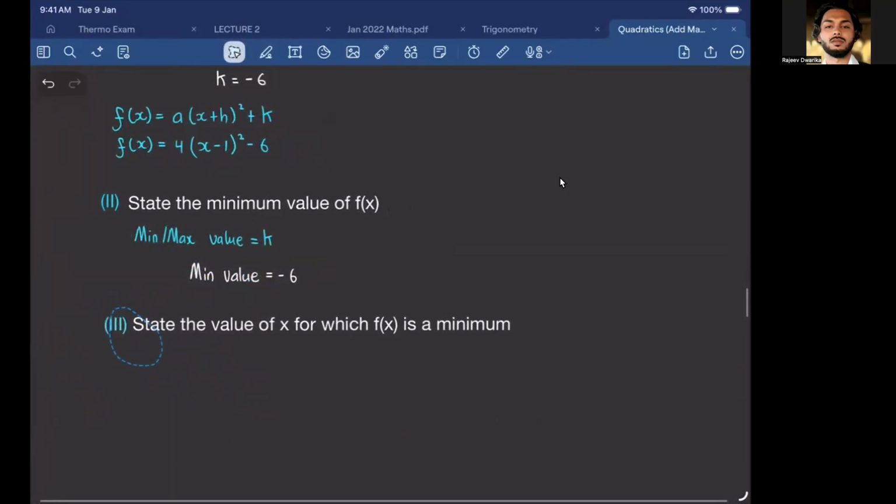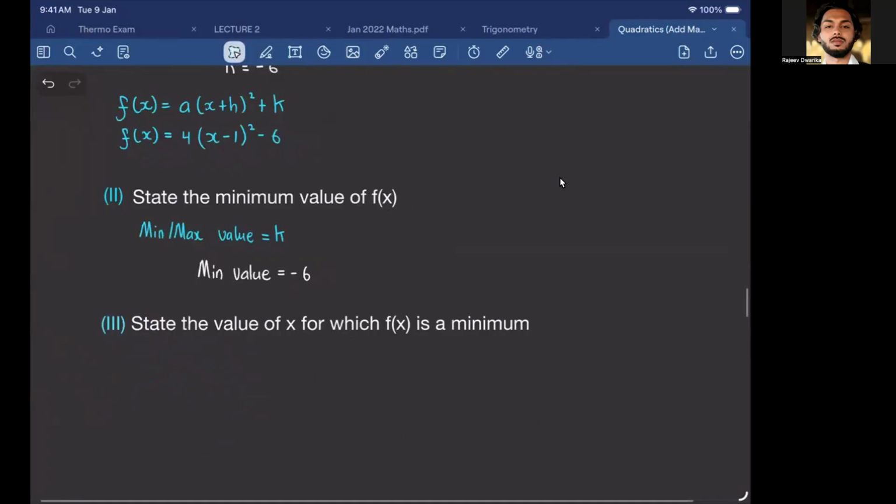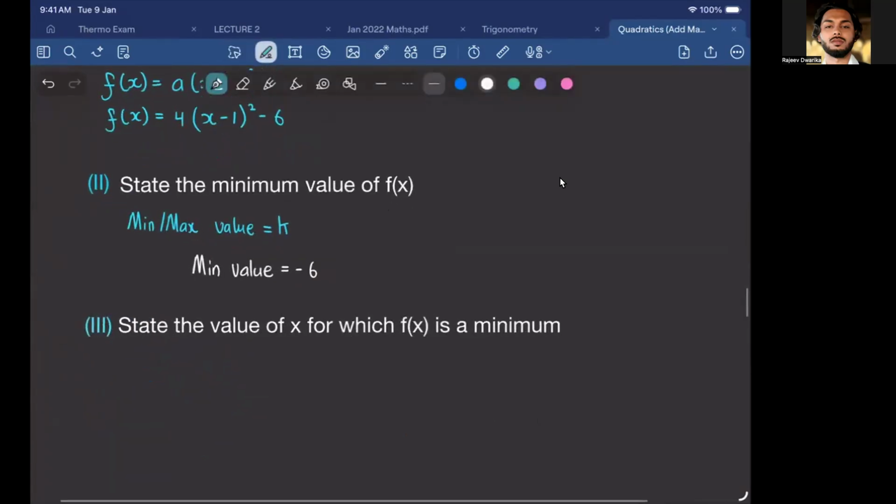Now, I see that someone did the wrong thing for part 3. Caleb, I think you did the wrong thing. Anytime they ask you to state the value of x for which f(x) is a minimum, the answer for that is simply minus h. I'll show you why just now, because you're probably wondering why.